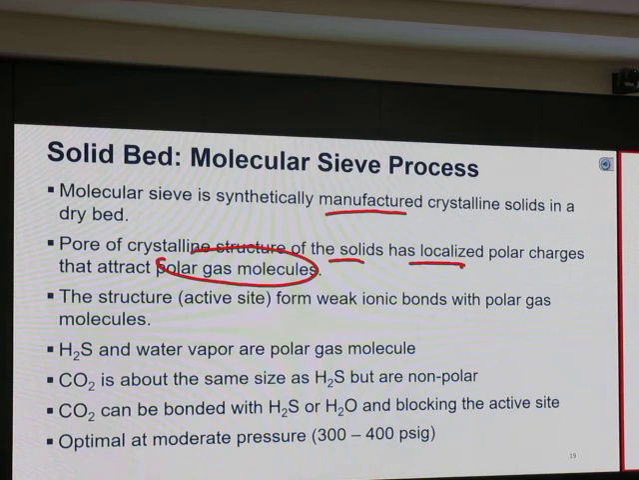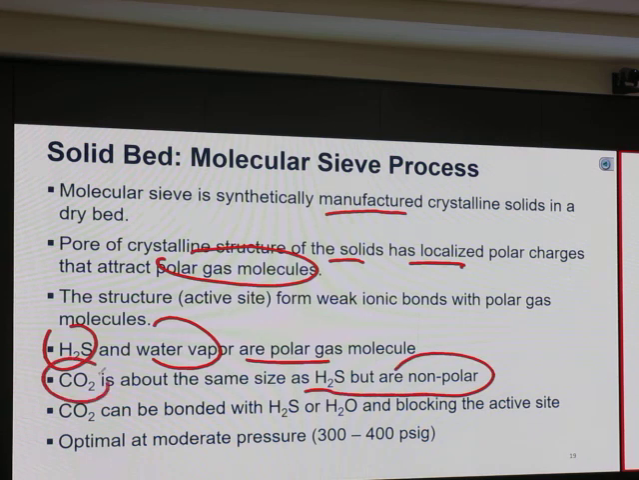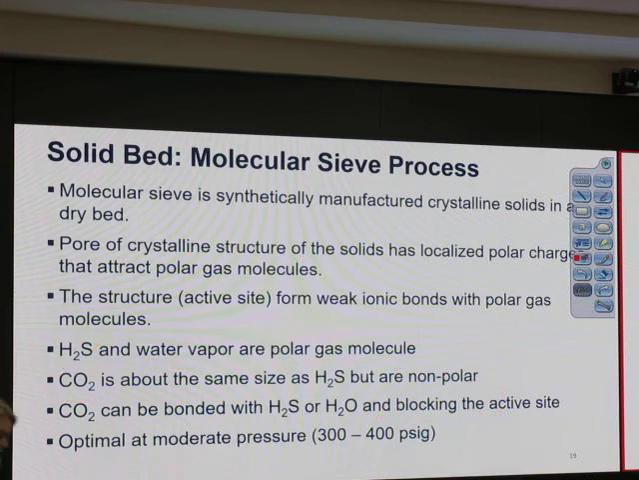What does it mean? Do we have a chemical reaction? Not really. It forms an ionic bond. H2S and water vapor are polar molecules, so they are attracted. CO2 is about the same size as H2S but non-polar, so CO2 is not attracted. CO2 can bond with H2S or H2O and block the active site. Optimal operating pressure is 300 to 400. So molecular sieve is another method to remove acid gas.